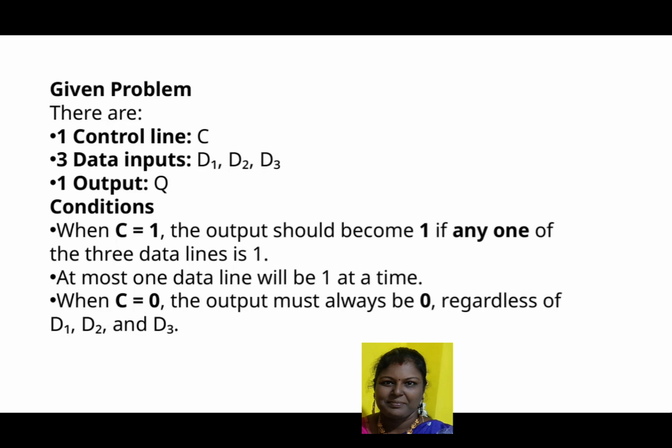Let's break down the problem we're tackling. We have one control line labeled C and three data inputs D1, D2, and D3. There's a single output, Q. The rules are clear. When C is 1, Q should be 1 if any one of the data inputs is 1. But only one data line can be 1 at a time. When C is 0, Q must always be 0, no matter what the data inputs are. This sets the stage for how we'll design our logic.